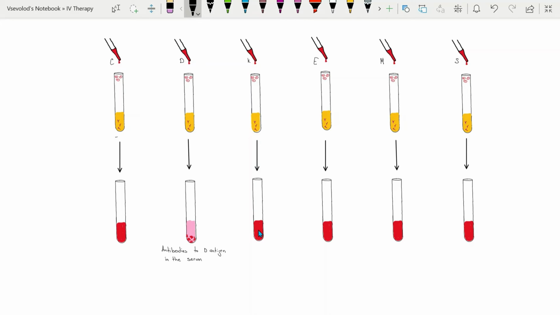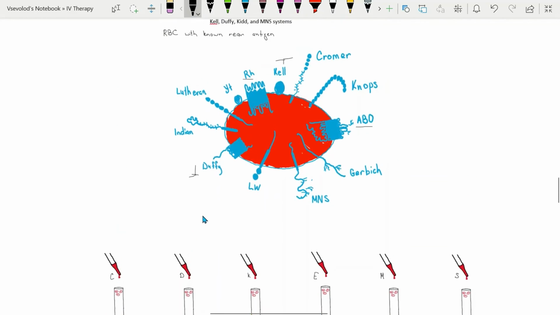If the patient's serum does have antibody, it will agglutinate the red blood cells and clump on the bottom of the test tube. Then techs look at the whole panel and they know which antibodies patient has in the serum that will react to the donor red blood cells. This way, techs screen for antibodies.